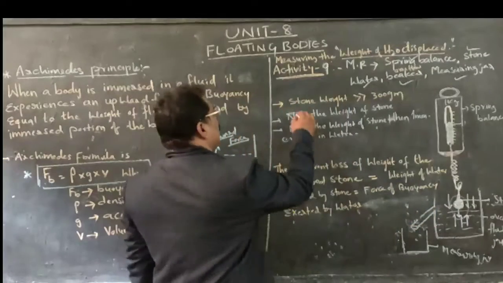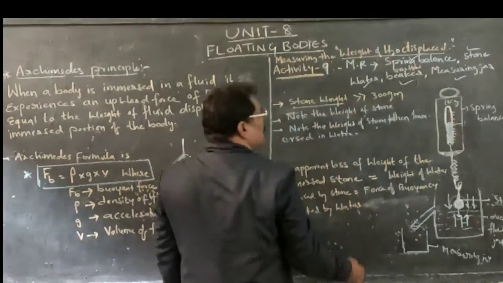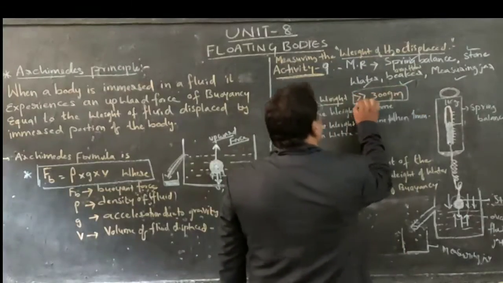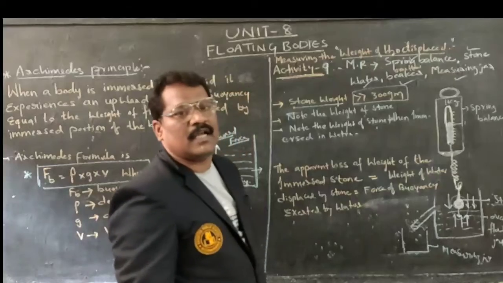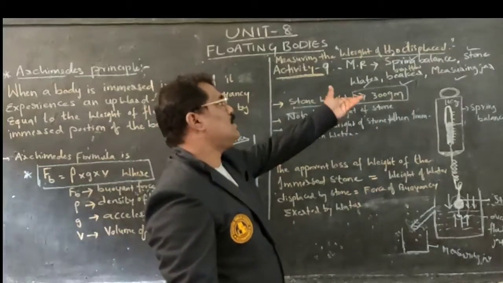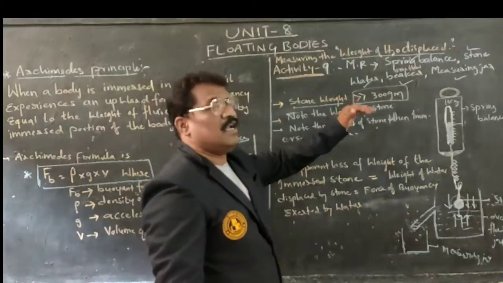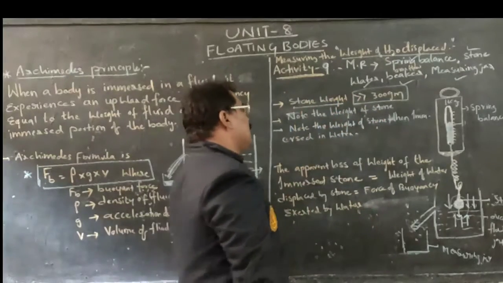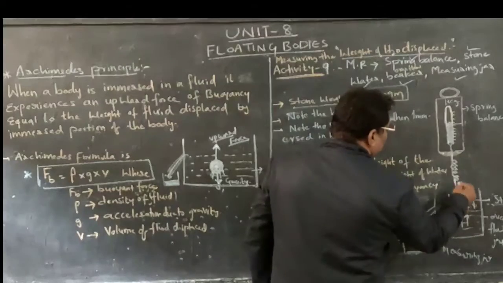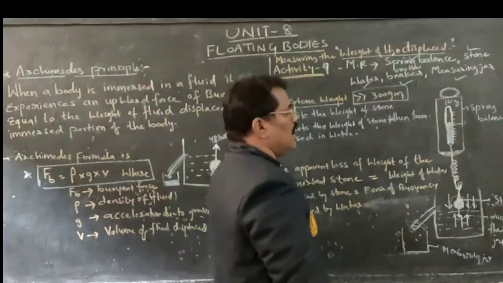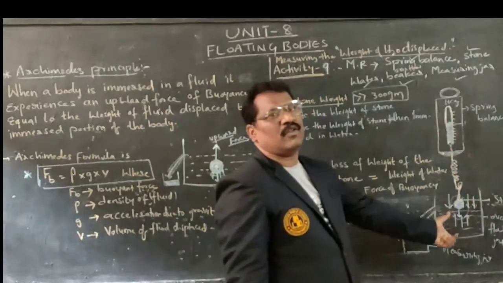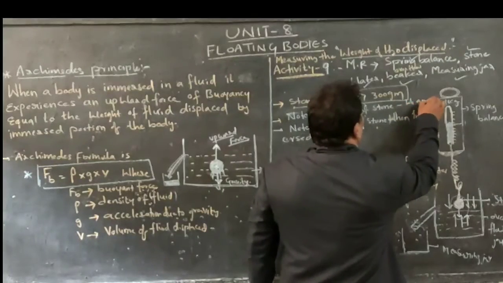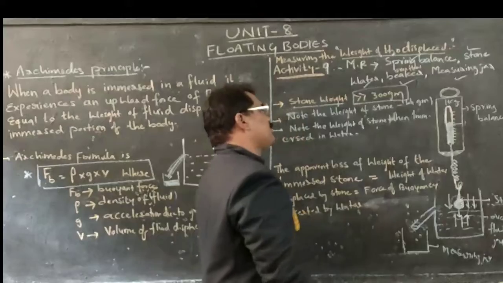Then what do you do? First you take a stone. Take the stone in such a way that its weight is greater than 300 grams. Take such a stone, tie it to the hook of the spring balance, and measure its weight before immersing it into the liquid. Note down its weight as W1 grams.